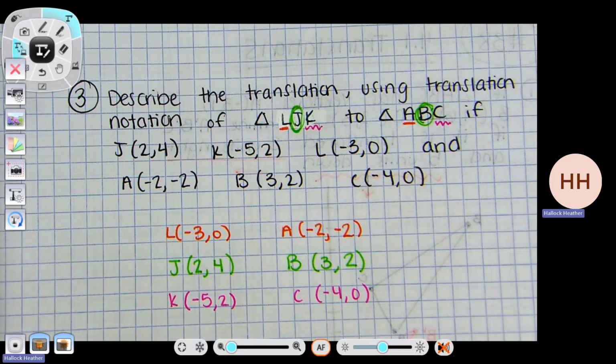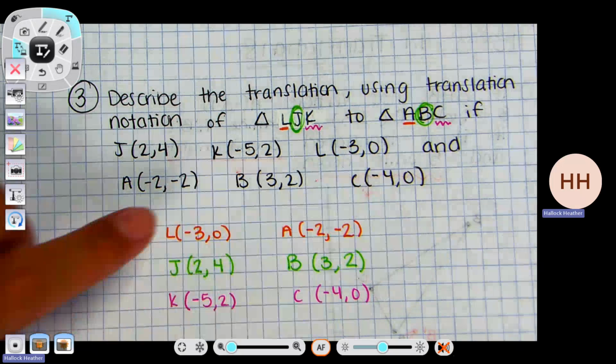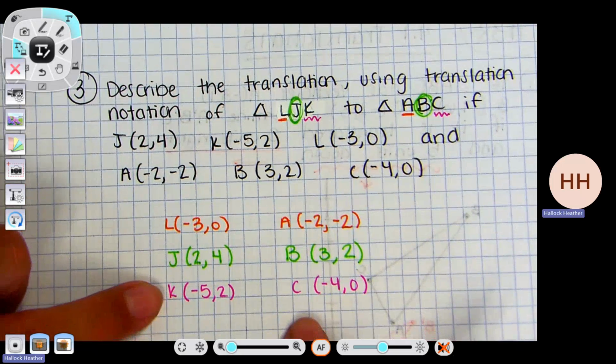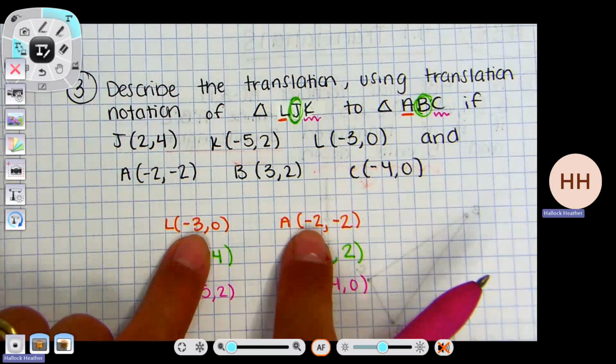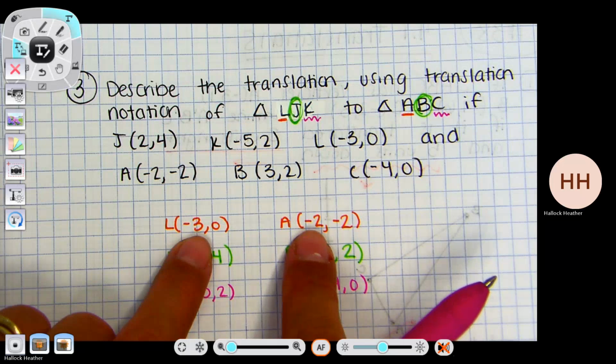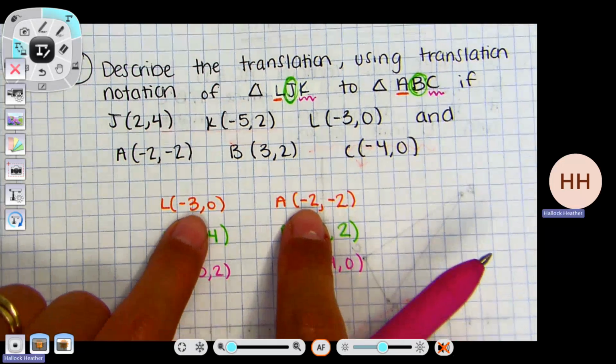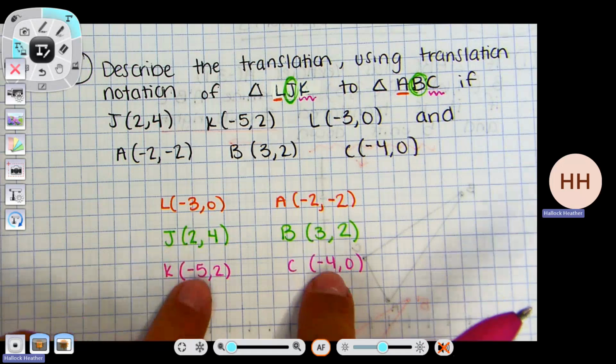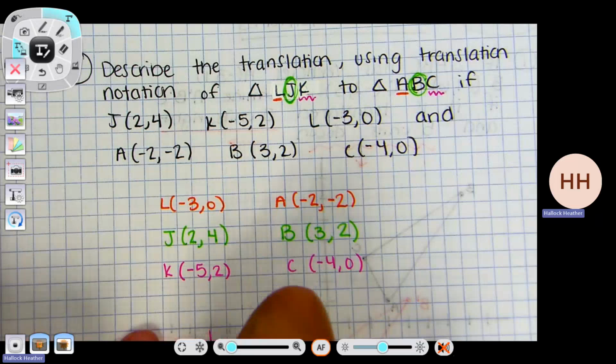So I need to come up with a rule that works every single time to go from this triangle to this triangle. So if you look at your X's, what did they do to go from -3 to -2? It goes up by 1. Okay, let's check for the next one. It goes from 2 to 3. Did it use the same thing? Yep. And then same thing, -5 to -4. It goes up by 1, right? Okay. So that's your X. So does that mean that they went left or right? They went right, technically, because you're going up. So I went right 1.